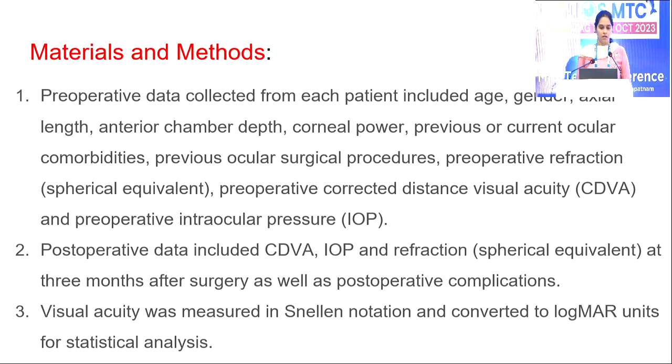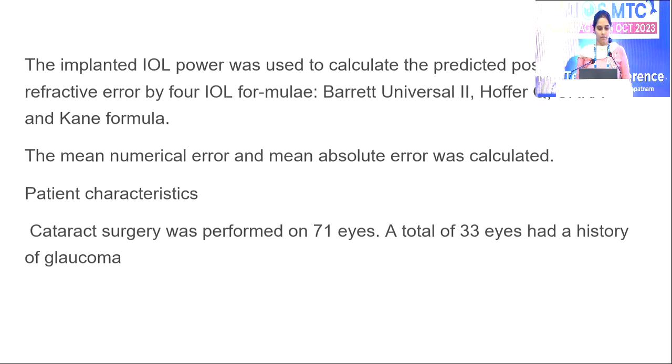Materials and methods: preoperative data collected from each patient included age, gender, axial length, anterior chamber depth, corneal power, previous or current ocular comorbidities, previous ocular surgical procedures, preoperative refraction with spherical equivalent taken, preoperative corrected distance visual acuity and IOP. Postoperative data included corrected distance visual acuity, IOP and refraction at 3 months after surgery, as well as postoperative complications. Visual outcome was measured on the Snellen chart and converted to logMAR units. The mean numerical error and mean absolute error were calculated.